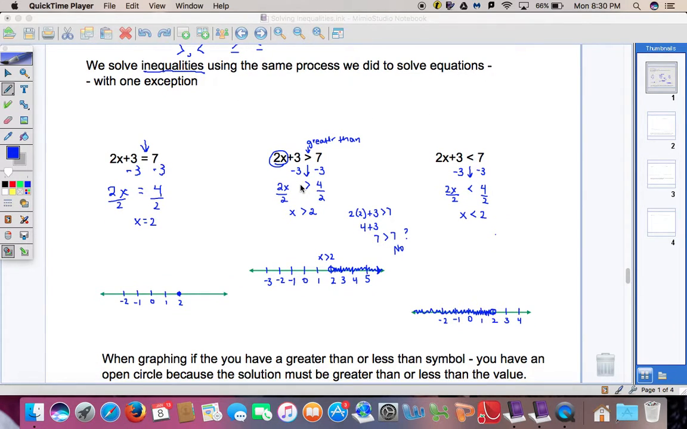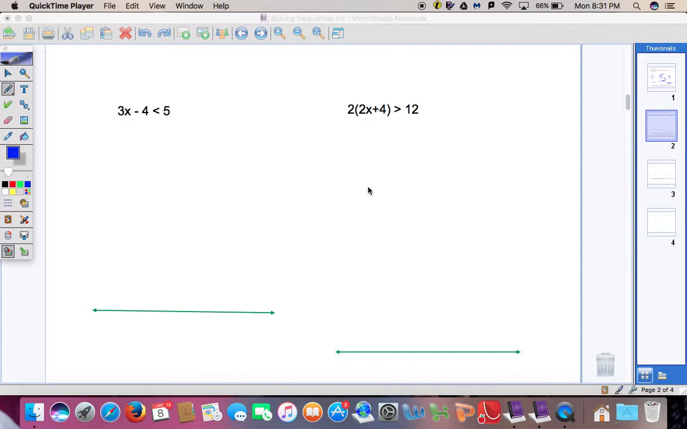When you graph the solutions to inequalities and you have just simply a greater than symbol, or a less than symbol, which looks like this, you're going to have an open circle because the solution must be either greater than that number or less than that number. Okay, so it can't be equal to that number, so you don't have a closed circle there, you have an open circle.